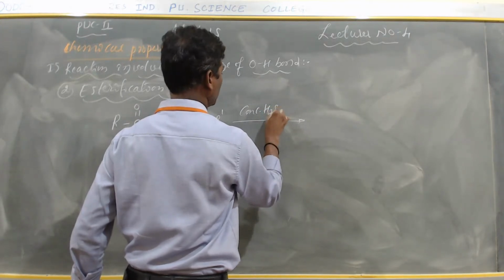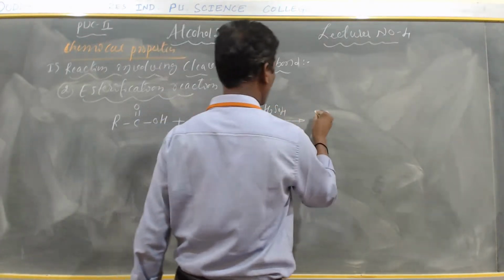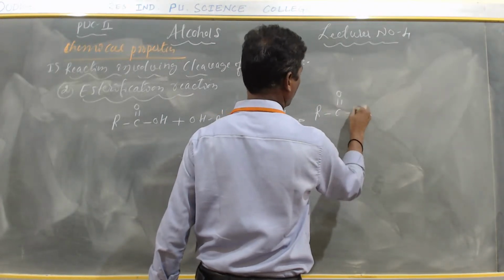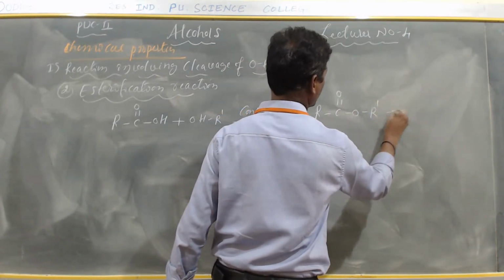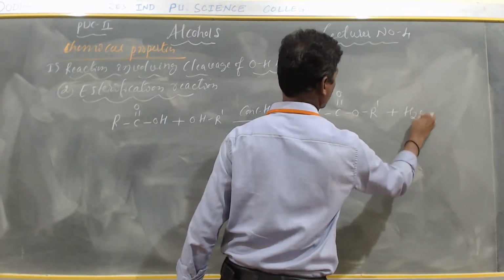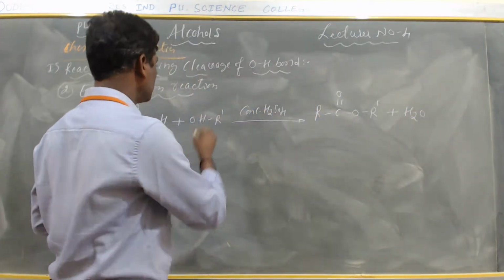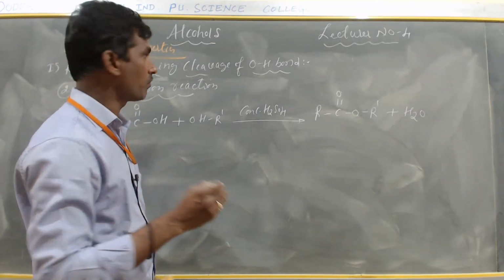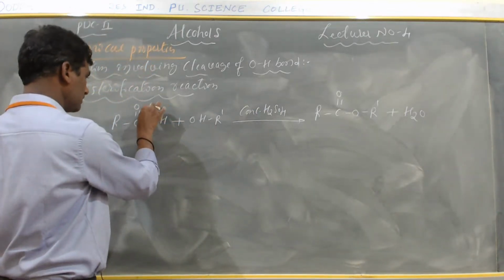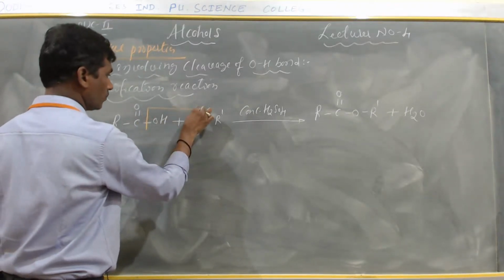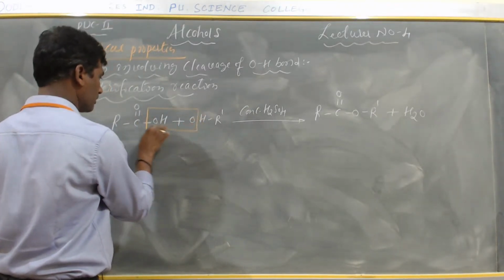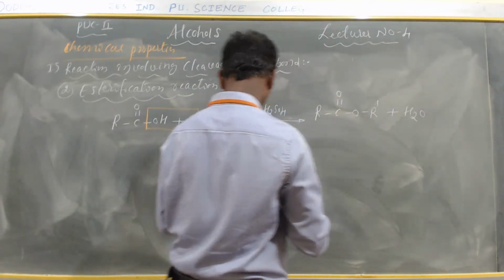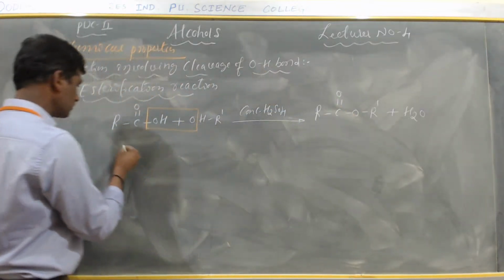In the presence of concentrated sulfuric acid, what does it give? RC double bond O, R dash, plus water. So this reaction involves cleavage of the O-H bond. This O-H bond you have to cleave. By this cleavage of the O-H bond, it gives an ester.